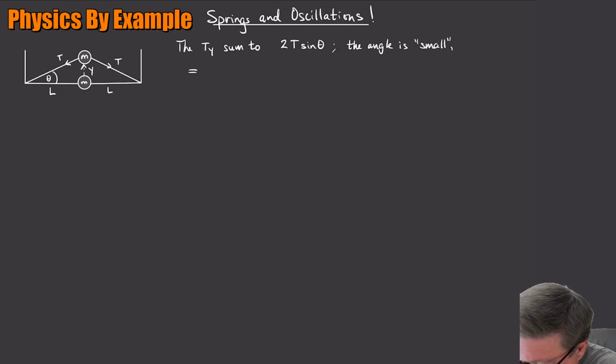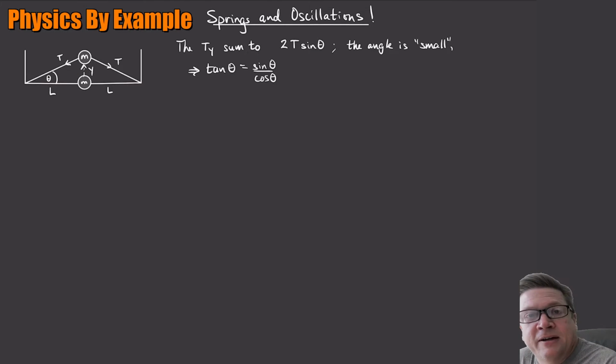So if the angle is small, what is tangent theta? That is sine over cosine, right? No problem. But what is cosine of a small angle? If you plug in a whole bunch of little tiny angles in your calculator, what you find out is that the cosine of the angle is basically one all the time. The cosine always just goes to one, it's close to one. So tangent theta is approximately equal to sine theta.